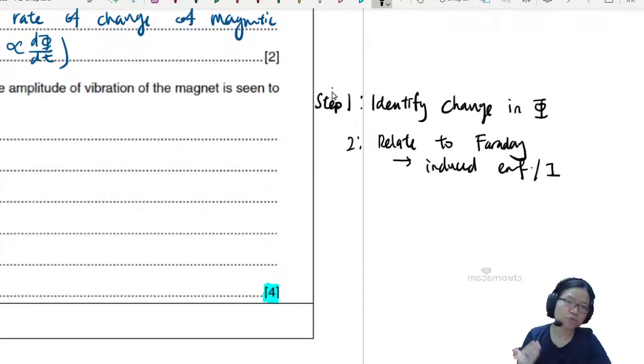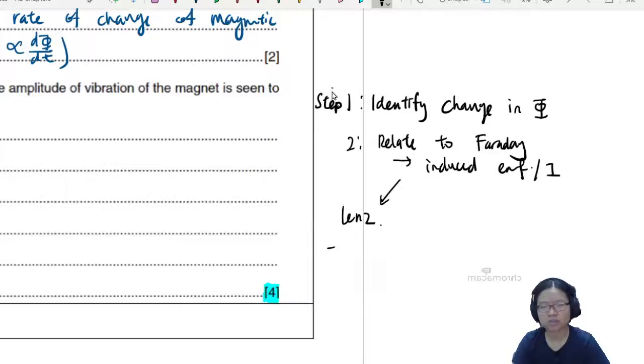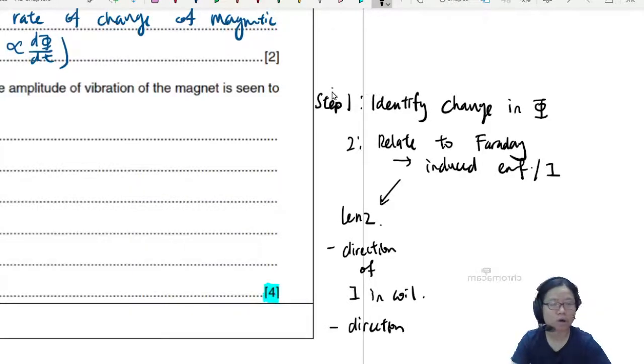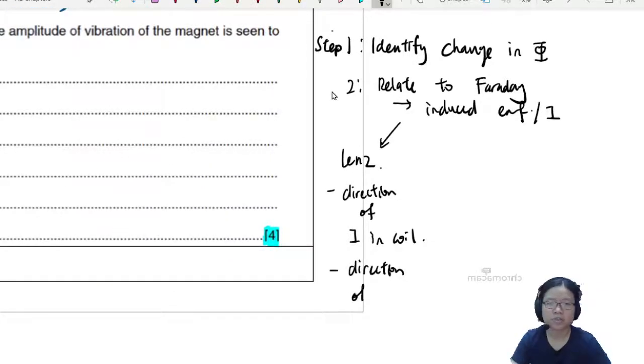If we have an induced EMF or current, you will now have 2 branches. You could either talk about Lenz's law, if they ask you to describe the direction of current inside the coil, and because of this, maybe the direction of force. This one we'll probably do in a different example because they didn't ask us to talk about force.